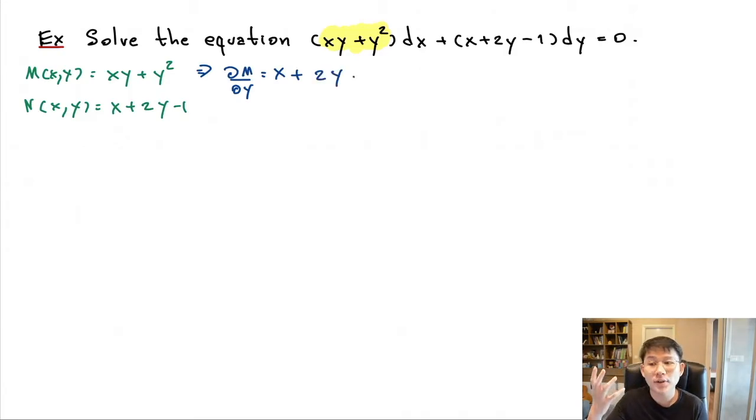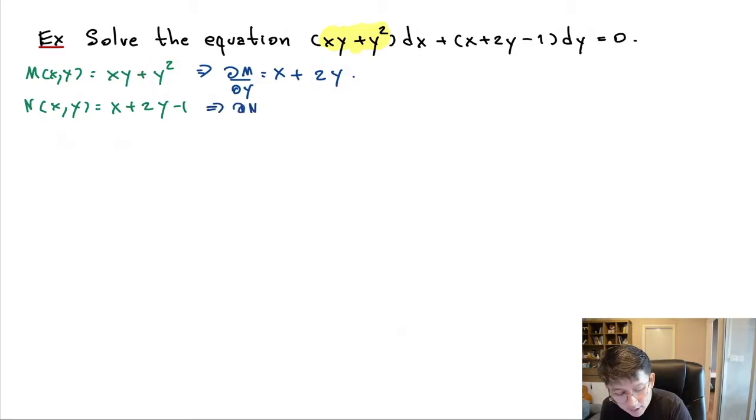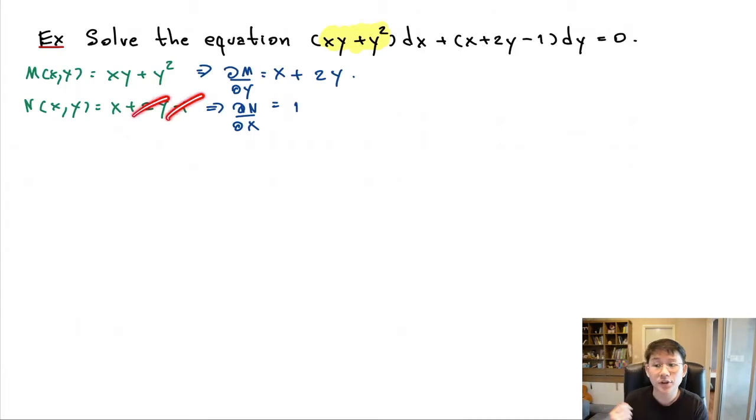Because if we take the derivative of M by y, we look at x as a constant. X is considered as a constant. So here is y to the power of 1. You push 1 here, it becomes y to the power of 0, which is 1. And this is 2y. We have y squared, so we have 2y. And dN by dx, again, we look at y as a constant. So dN by dx is 1 and this is 0, because y is a constant.